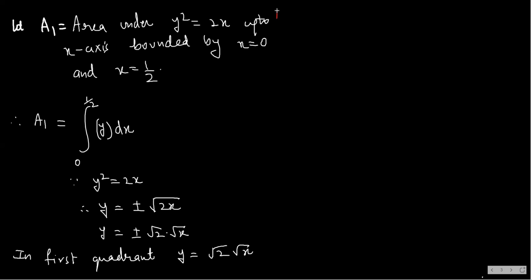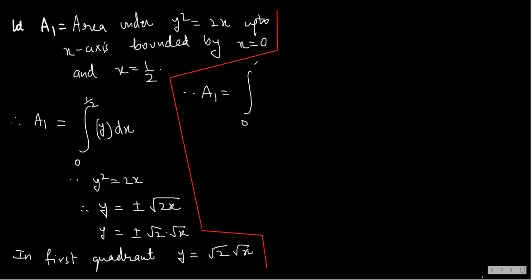So here we'll go and see what we write. Therefore a1 equals the integral from 0 to half of root 2 root x dx.